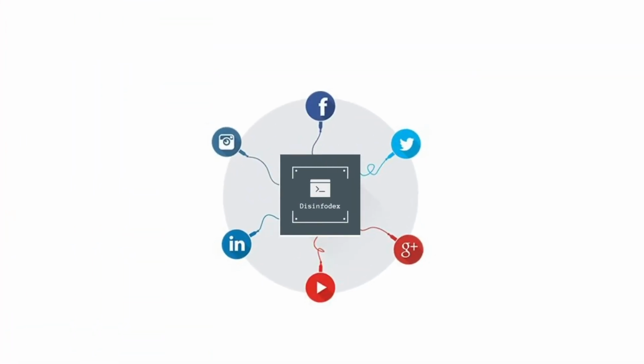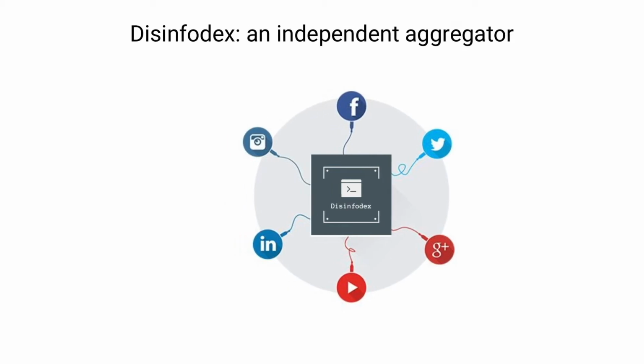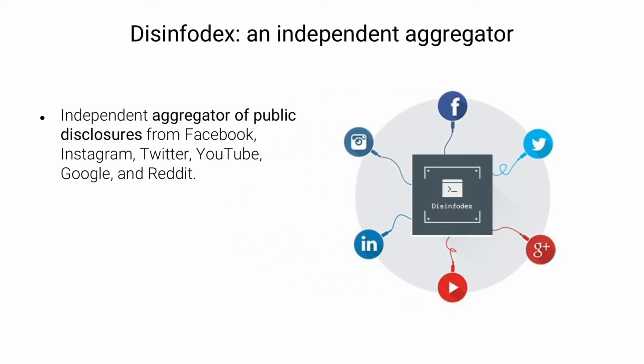Thanks, Rona. So what we have here is how Disinfodex works. It's an independent aggregator of disinformation-related public disclosures from Facebook, Instagram, Twitter, YouTube, Google, and Reddit. We intentionally made the choice to use public disclosures as they provide a rich data set to work with. However, that rich data set has in the past been hard to search. You have sources for disclosures such as Facebook Newsroom and Twitter Policy Blog, where disclosures are in separate files and separate entries that are hard to search, compare, and make sense of. Disinfodex is a big step in being able to search these more easily.